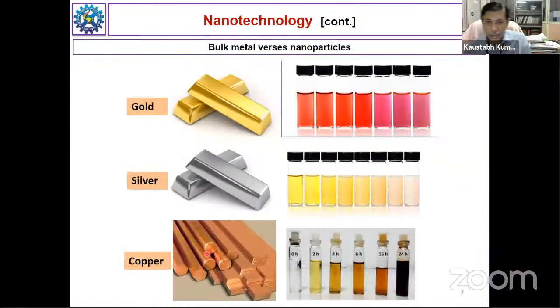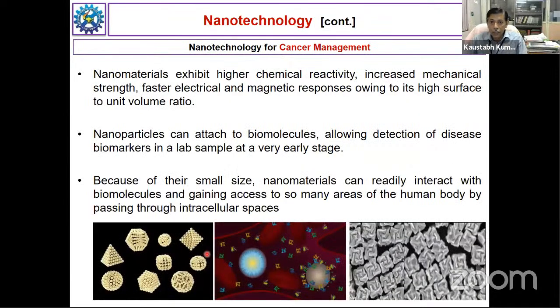So just an example, seeing the bulk material and the nanomaterial, how we can tune its color. And that color can also be tuned from the bulk versus nanomaterials. Coming again to nanotechnology and its nanomaterials, we need to have its chemical properties, its mechanical strength, and also its electrical and magnetic response, which definitely give a very good insight about the applications of these materials.